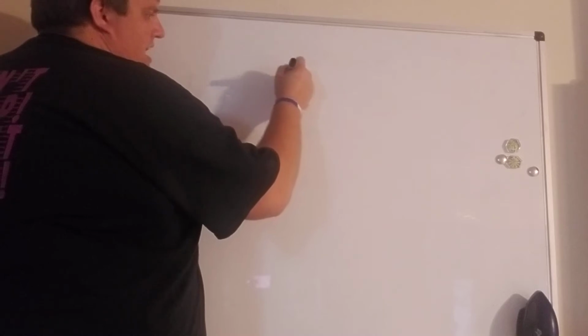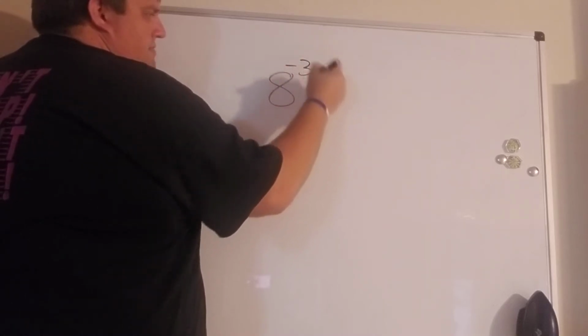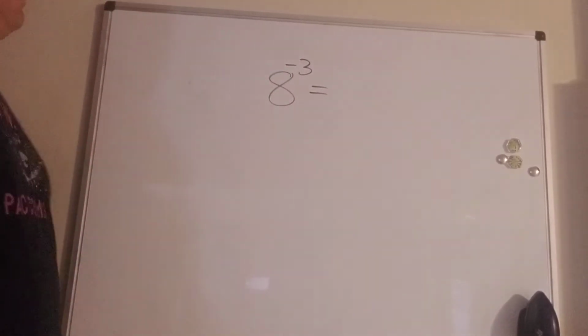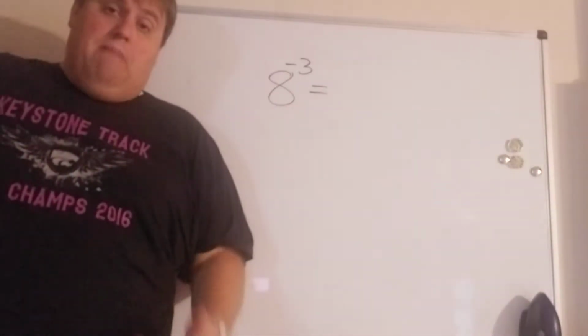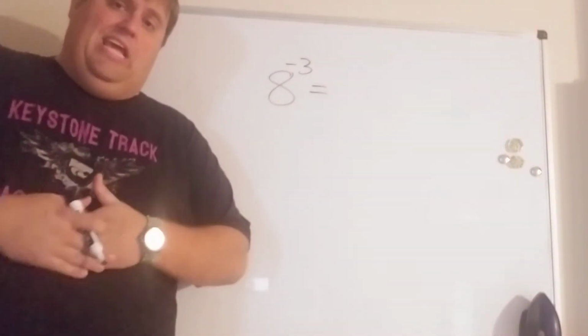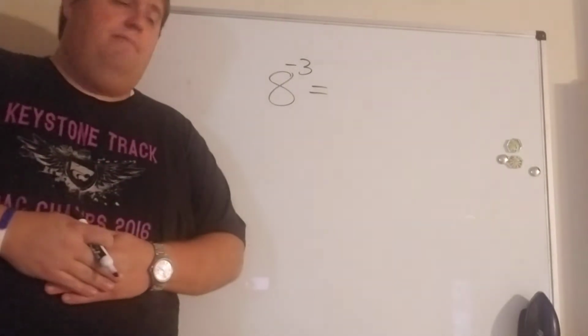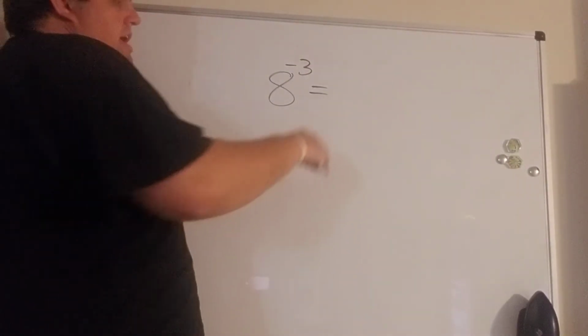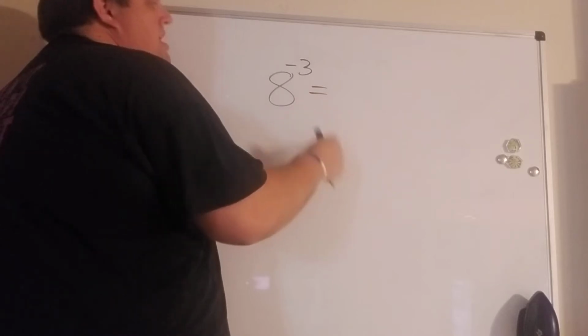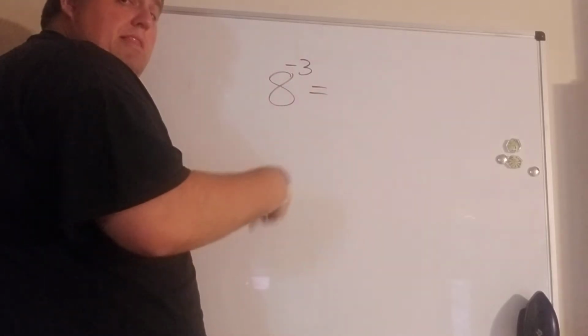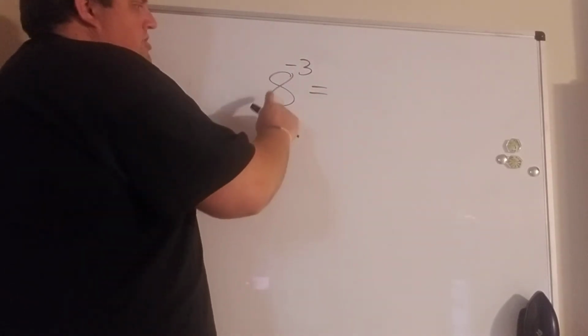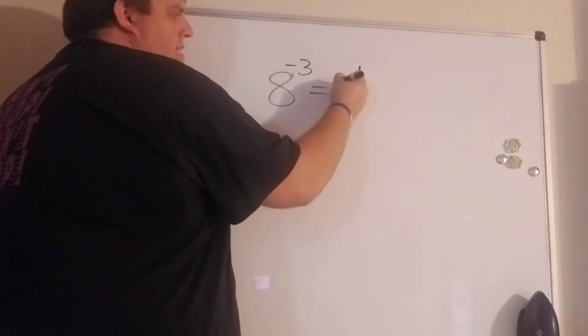So if I had something like 8 to the negative third, how do I simplify that? Because in math, there's this rule that you can't leave an answer with a negative exponent. So we're going to have to do something here. What we're going to do is make it a fraction. And when we make it a fraction, it's going to make the exponent positive. So I'm just going to put a 1 on top of that.